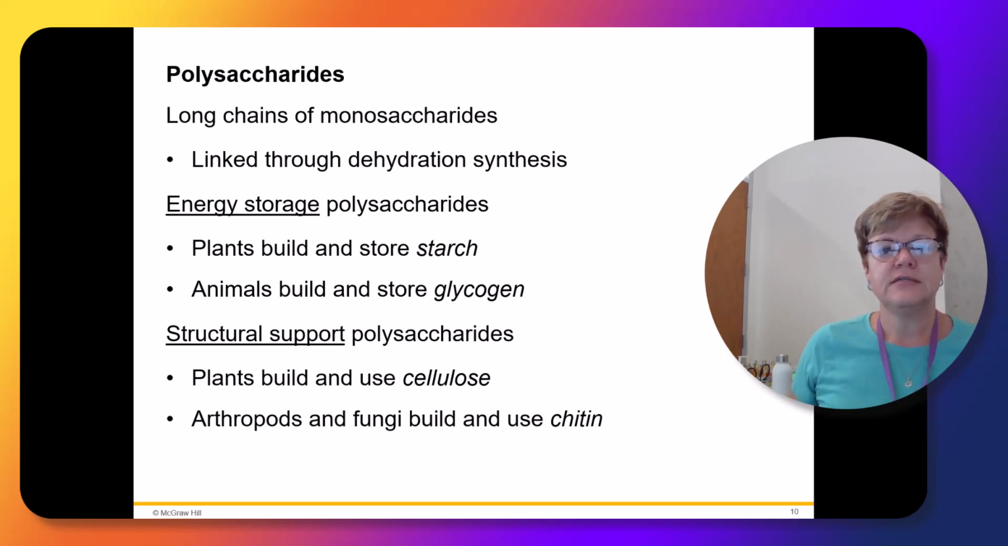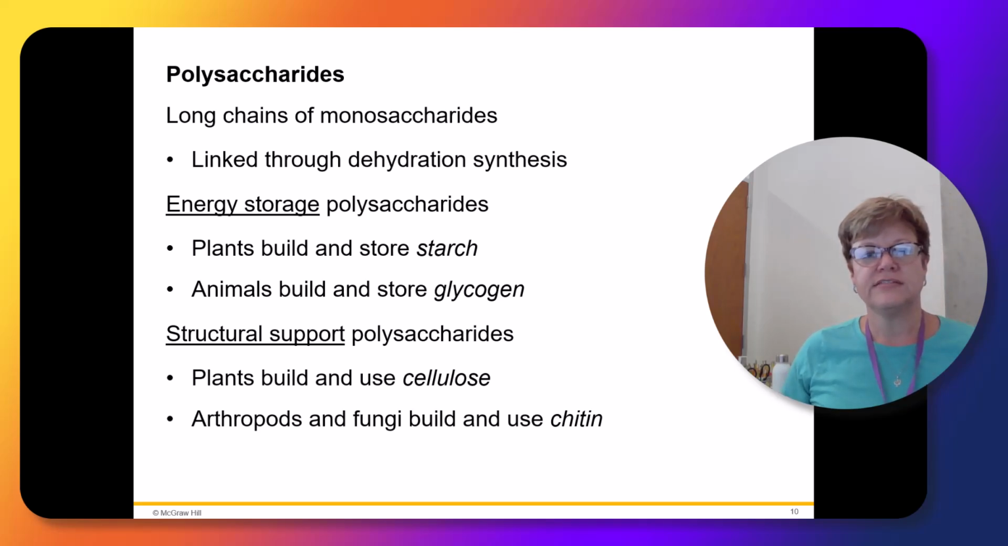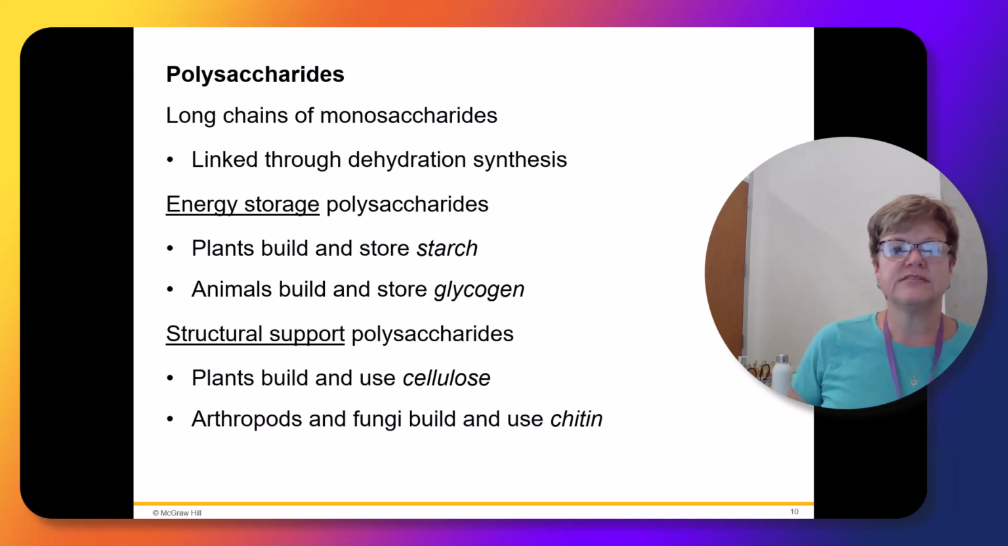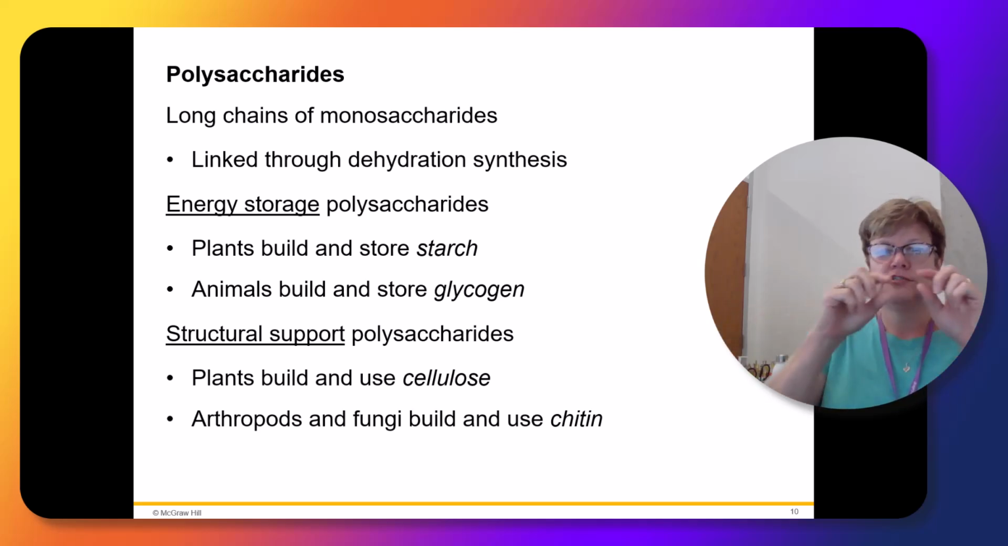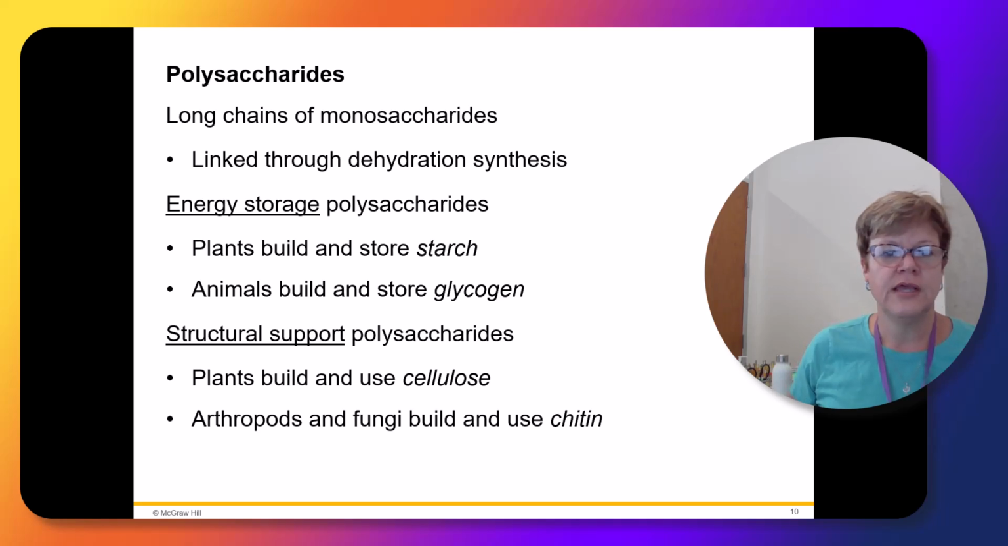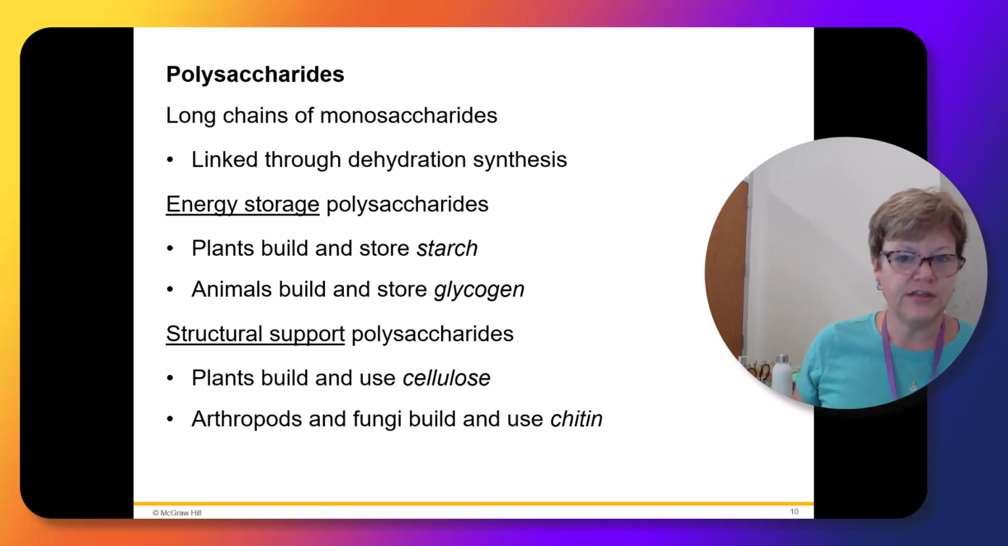In plants, they create polysaccharides called starch, and that's a plant's molecule for storing energy. Animals, though, in their cells, build a polysaccharide that's slightly different in shape, called glycogen. Also a polysaccharide made of glucose. Starch and glycogen are just many glucose molecules joined together in long chains. And plants also build polysaccharides called cellulose, made of glucose units joined together.